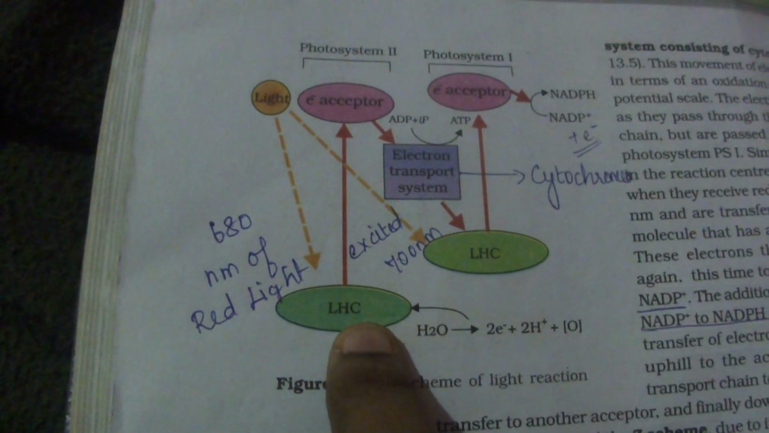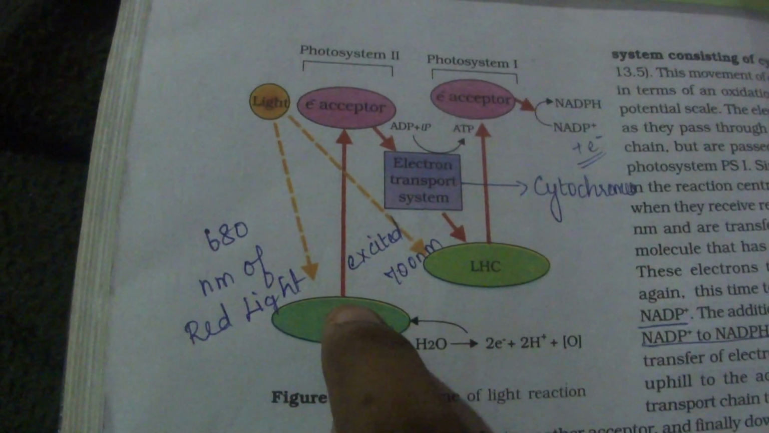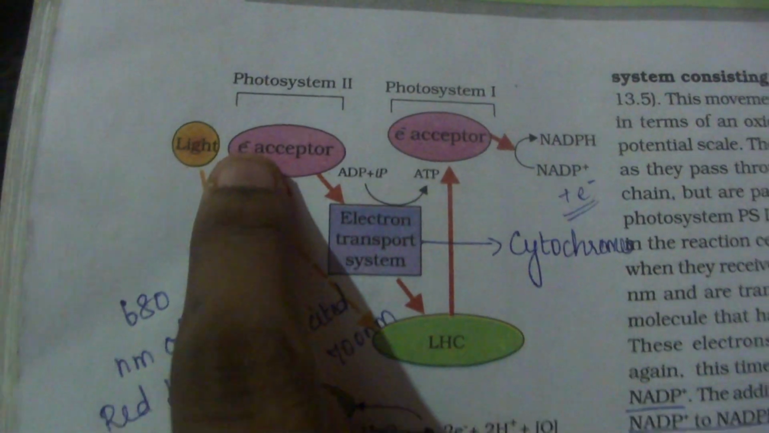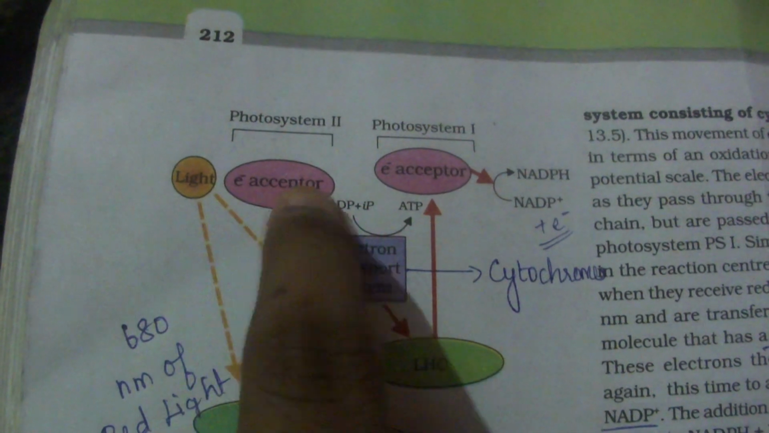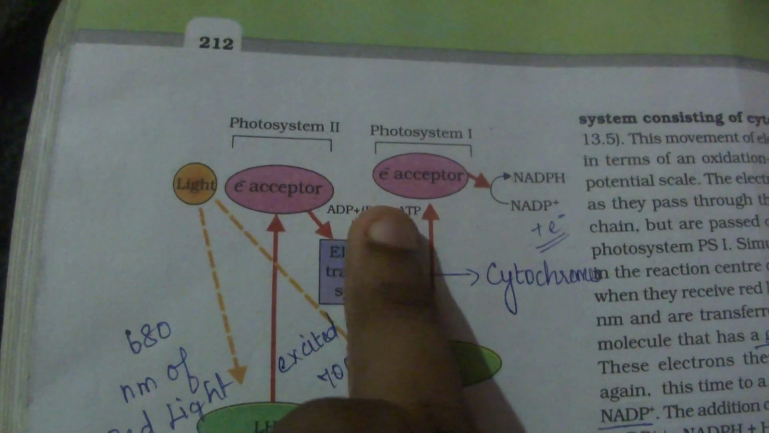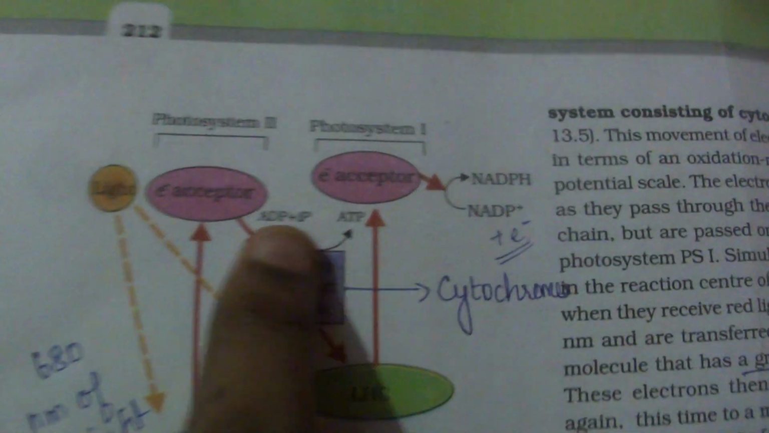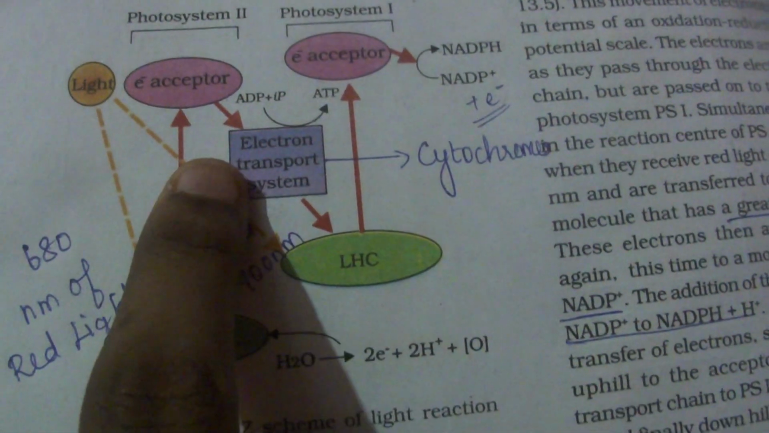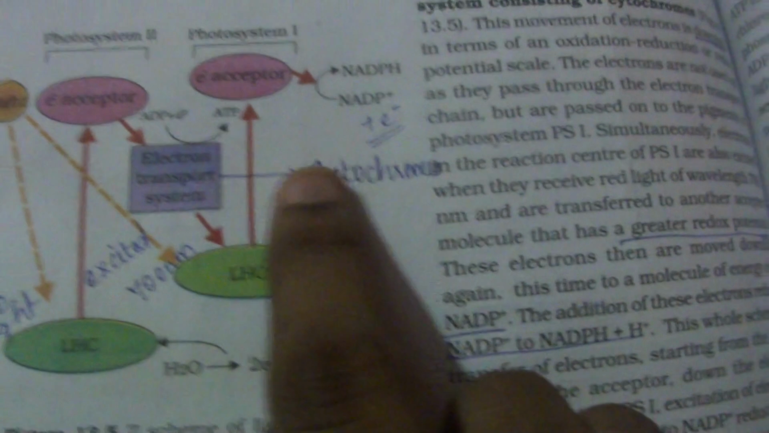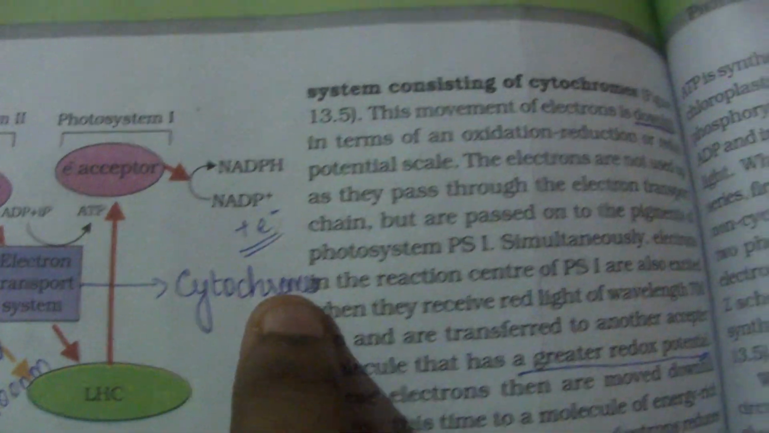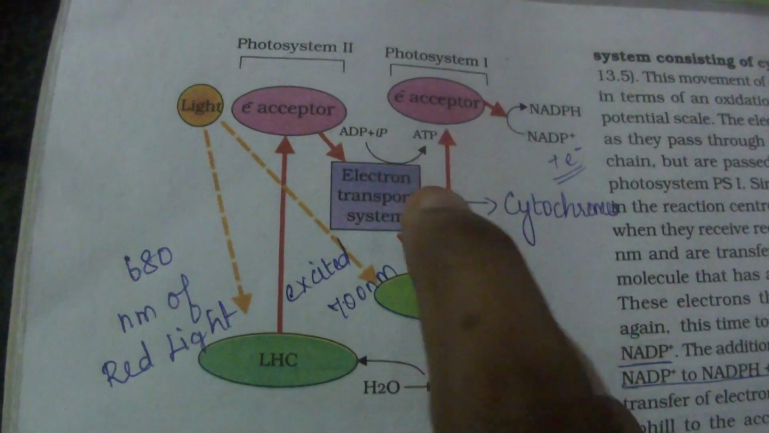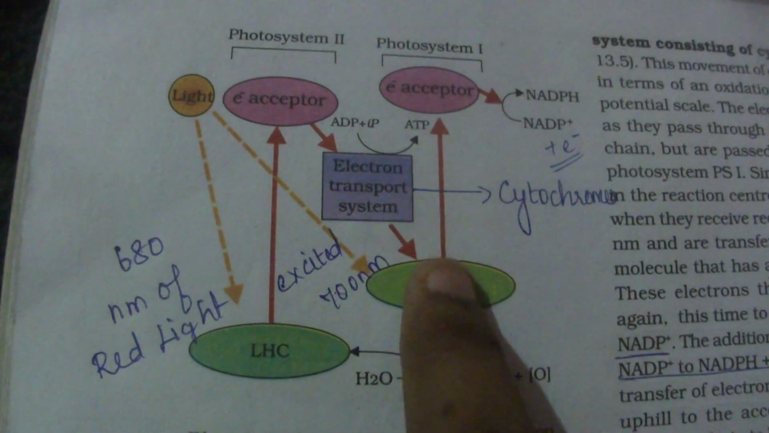The light is being absorbed. What happens after that? The electrons leave the parent atoms, get excited, and move into an electron acceptor. Here ADP, adenosine diphosphate, combines with an inorganic phosphate to produce adenosine triphosphate. From this it goes to the electron transport system, which consists of a lot of molecules of cytochromes, which we will be learning in the next chapter. From the electron acceptor it goes to the electron transport system, and from there it reaches the light harvesting complex of photosystem 1.